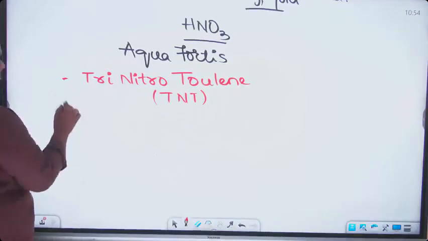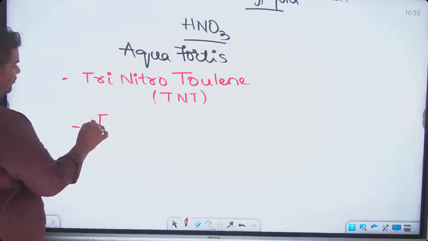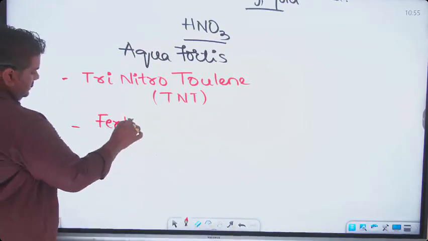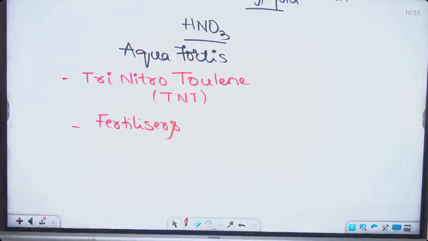At the same time, aqua fortis is used in the making of fertilizers. So nitric acid, also known as aqua fortis, is used in the making of explosives as well as fertilizers. So you have got few more acids.